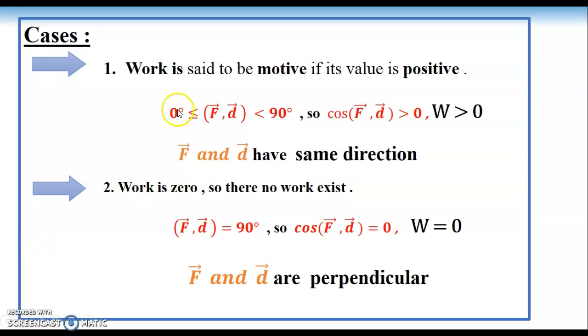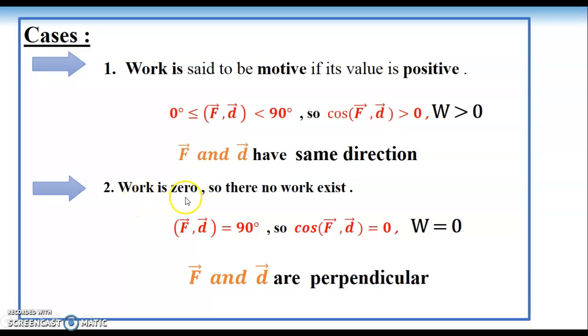In the first case, work is said to be motive if its value is positive. Already F and D are positive because they are magnitudes of forces. Now what changes is the sign of the cosine. So if the angle between F and D is between 0 degrees and 90 degrees, which means it belongs to the first quadrant, cosine of this angle is going to be positive and thus the work is positive. This is the case when F and D vectors have the same direction.